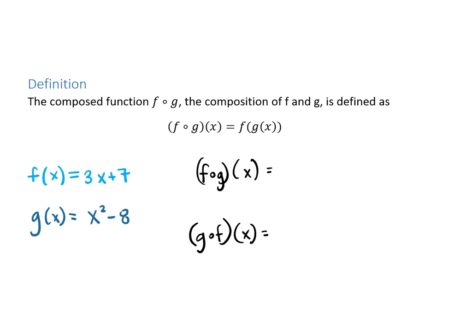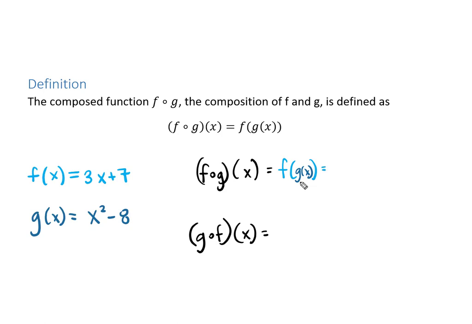Let's start off with the definition of a composition of functions. We have a composed function f of g, or f composed with g, and that means that f of g of x is the same thing as f of g of x, where g of x replaces the variable in the f of x function. So here I have two functions, f of x is 3x plus 7, and g of x is x squared minus 8, and I'm going to compose them in two different ways so that you can see how it works out. For the first one, we're going to say f of, and inside of that, we'll put the g of x.